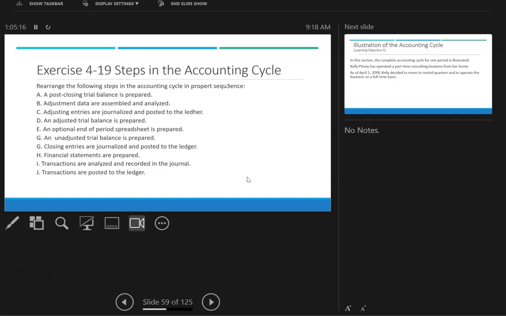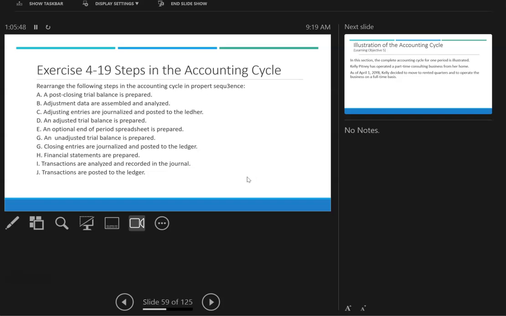Okay? So the steps in the accounting cycle are listed here, but we need to put them in the right order. Can you guys help me put them in the right order? What do we start with? I is the first. I is transactions are analyzed and recorded. Yes. What's next?